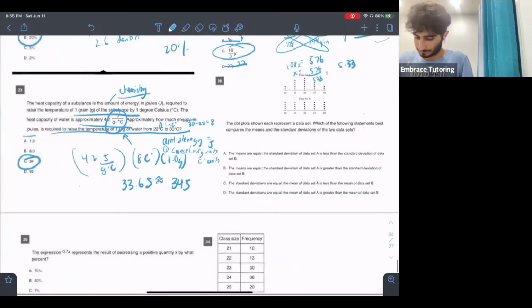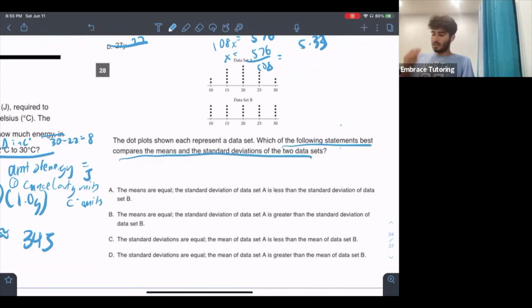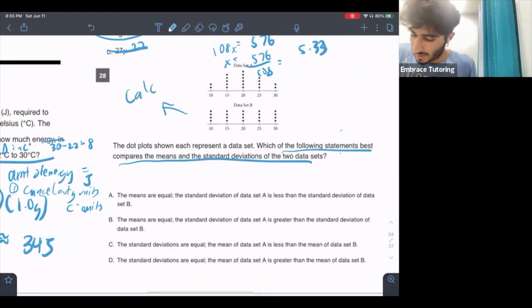28. The dot plot shows each represents a data set. Which of the following statements best compares the means and the standard deviations of the two data sets? So for this question, you can also plug everything into your calculator and let it spit out the standard deviation and the means.